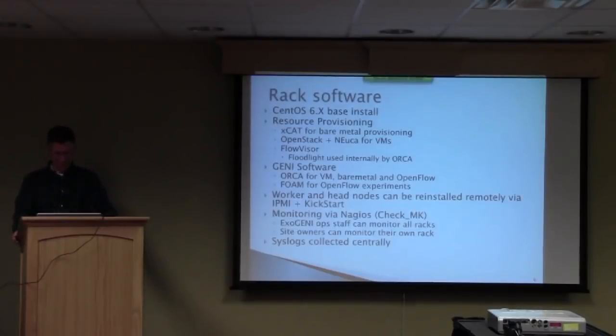Okay. For resource provisioning, there's xCAT, which I talked about. That's used to provision the two bare metal nodes. OpenStack, and this also includes the NEuca, which are our own extensions for the VM networking interfaces, and also FlowVisor. There's a little note there about Floodlight. Floodlight is the controller that we use. That's part of the provisioning within each slice.